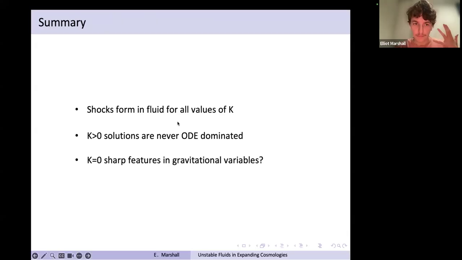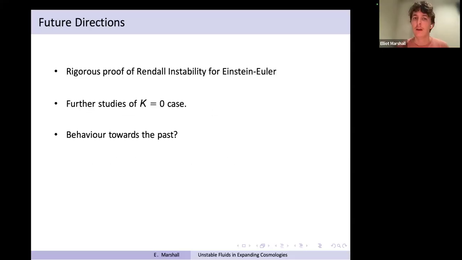To summarize, for these decelerated cases, shocks form in the fluid for all values of k. The k greater than 0 solutions are never ODE dominated. In particular, we never see this Rendall instability that we saw in the accelerated case. And then at k equals 0, we're getting these sharp features in the gravitational variables, and it's not quite clear what is causing this. Is it a numerical instability, or is it actually some genuine feature of the solution?